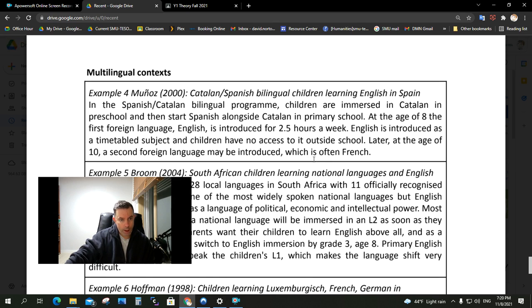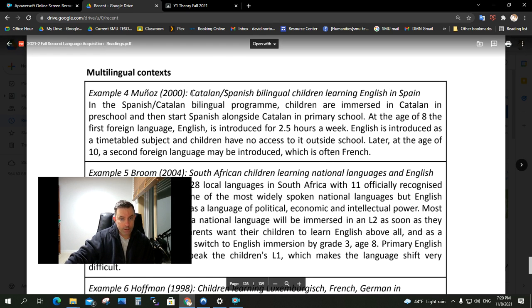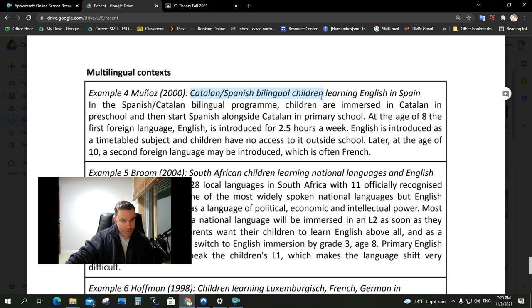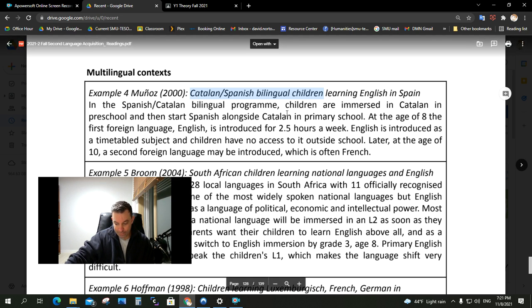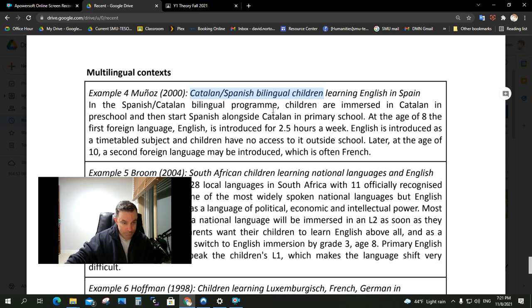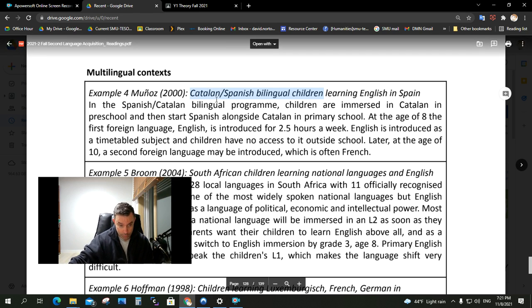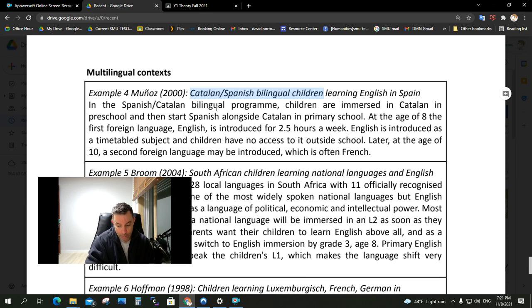From these contexts, you have Munoz, who studied Catalan-Spanish bilingual children learning English in Spain. They're immersed in Catalan in preschool. Remember, Catalan is another minority language in Spain. And they start Spanish alongside Catalan in primary school. At the age of 8, the first foreign language, English, is introduced for 2.5 hours a week. English is introduced as a timetabled subject, and children have no access to it outside school. Later, at the age of 10, they could learn a second language, which is often French.